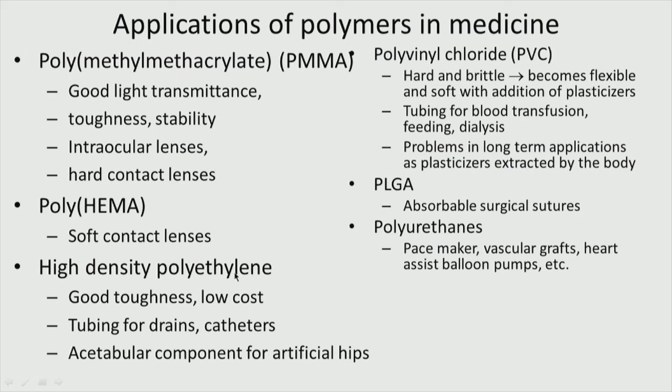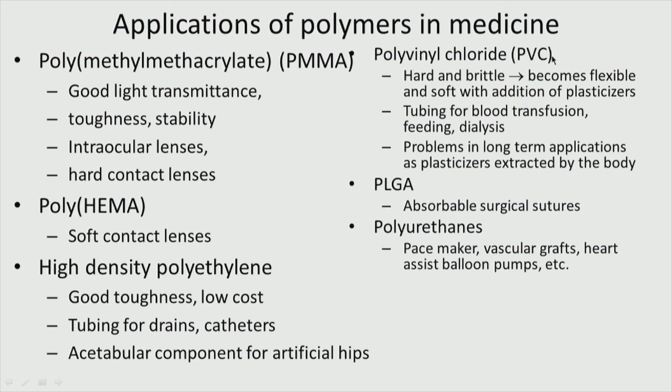High density polyethylene is used quite a lot in the knee, especially in the ball and socket area. It is good, tough, and low cost. It is used in tubing for drains, in urinary catheters, and different types of tracheal catheters. HDPE is also used in artificial hips.